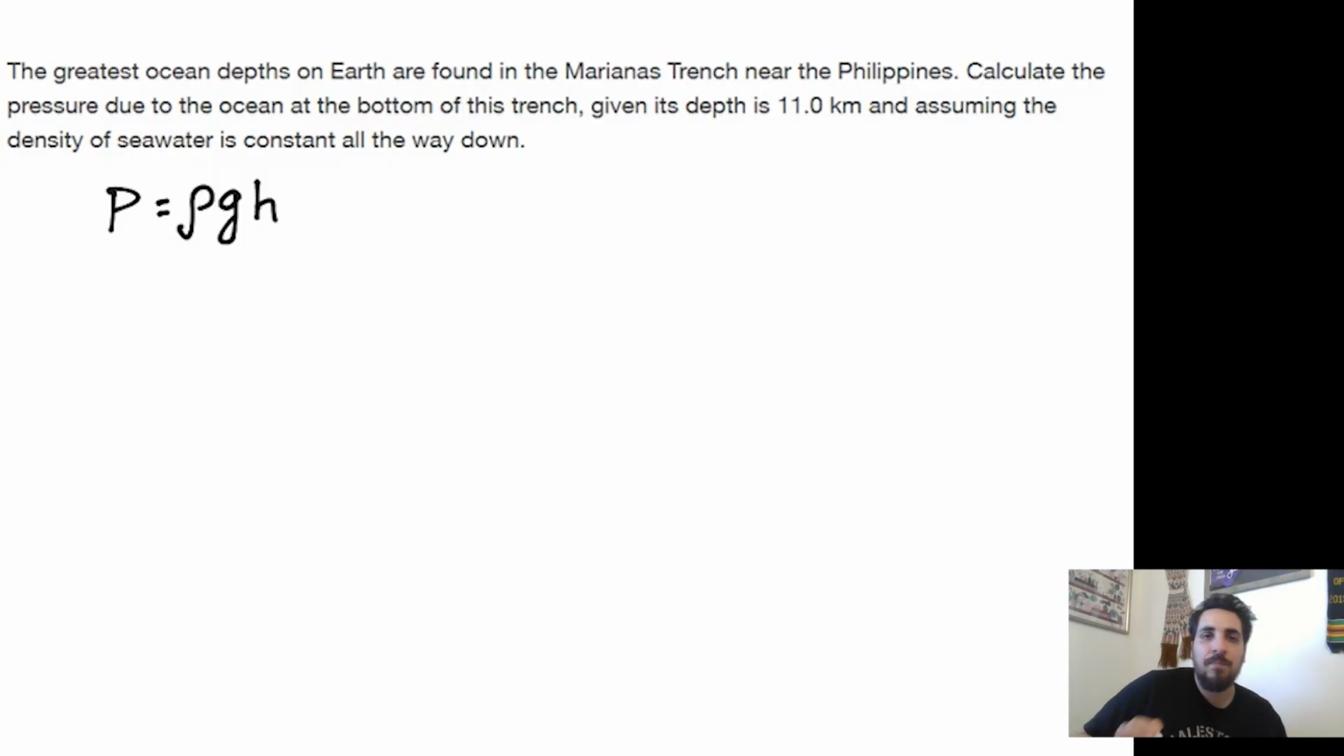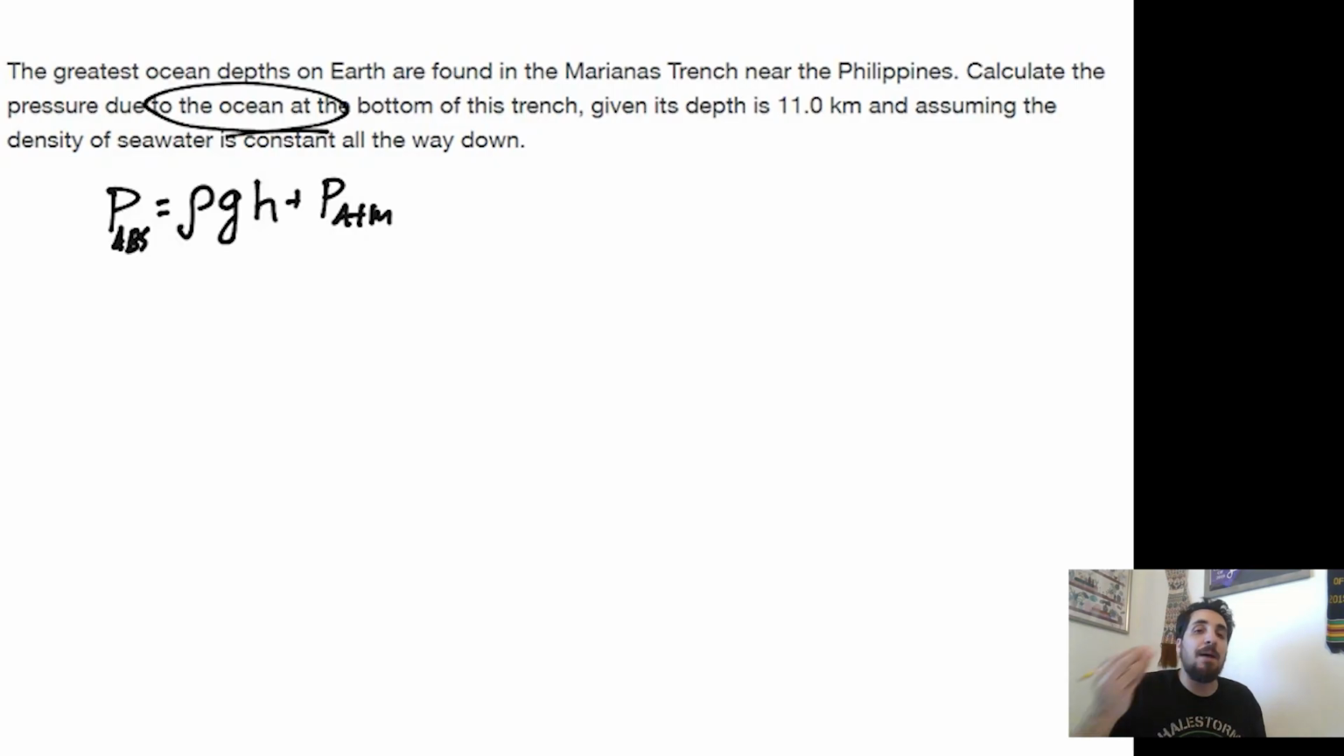Now, an important note here, right? It is asking about the pressure due to the ocean and not the atmosphere above. If we were asking about the absolute pressure at the bottom of the Marianas Trench, that's going to be adding on a factor of atmospheric pressure. This would be your absolute pressure, the total pressure from the ocean and the air. But since I'm just asking about the ocean, I don't actually care about that atmospheric pressure addition. In any case, this problem becomes relatively easy and straightforward.